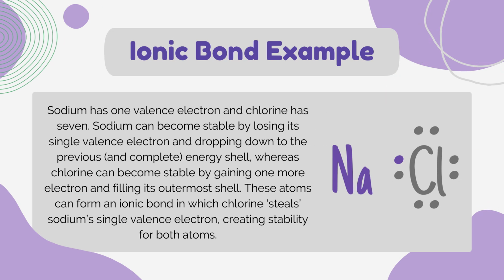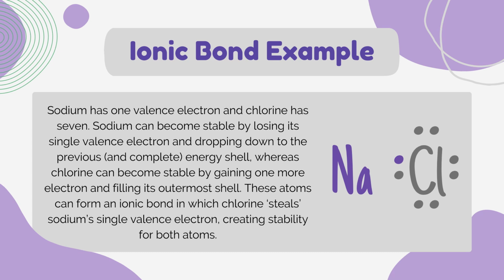Now the example is sodium. Sodium has 1 valence electron and chlorine has 7. Okay, you can see here in this picture. Sodium can become stable by losing its single valence electron. Yes, because it has the electronic configuration 2, 8, 1. So it is easy to lose 1 electron rather than to steal 7 more electrons from another atom.